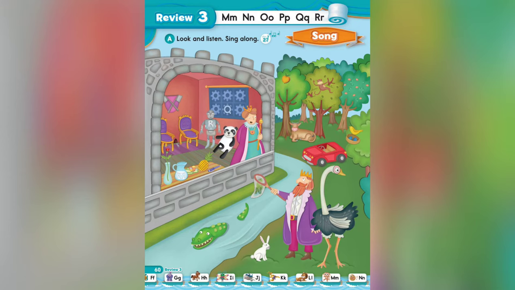Page 60. Review 3. The letters M, N, O, P, Q, R. Song. A. Look and listen. Sing along.